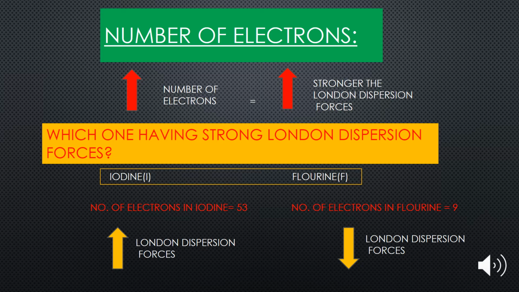So friends, which one of these has the stronger London dispersion forces, iodine or fluorine? Look here: the number of electrons in iodine is 53, whereas the number of electrons in fluorine is 9. So, what will be the effect on London dispersion forces? We know that the greater the number of electrons, the stronger the London dispersion forces. It means that iodine has stronger London dispersion forces as compared to fluorine because of the greater number of electrons in iodine.